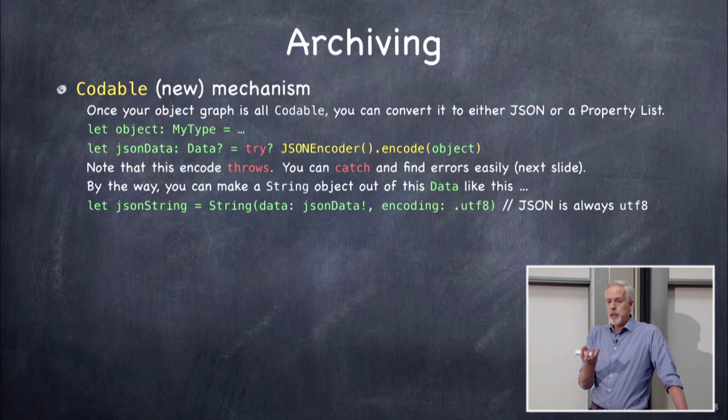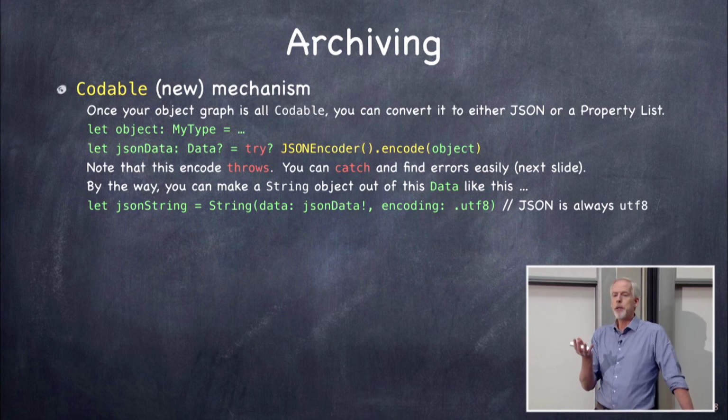By the way, if you have a Data blob that's JSON, you might want to look at it as a string. Okay, well, JSON is always encoded as UTF-8. That's the string encoding it uses.